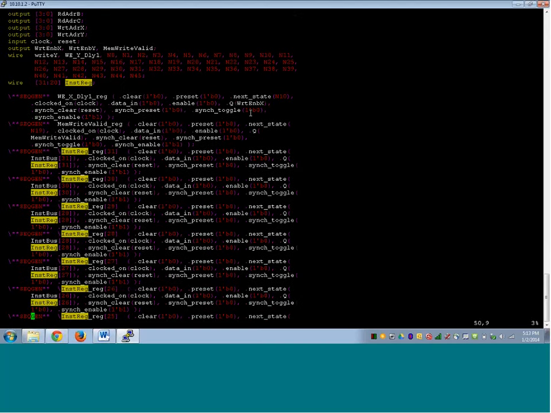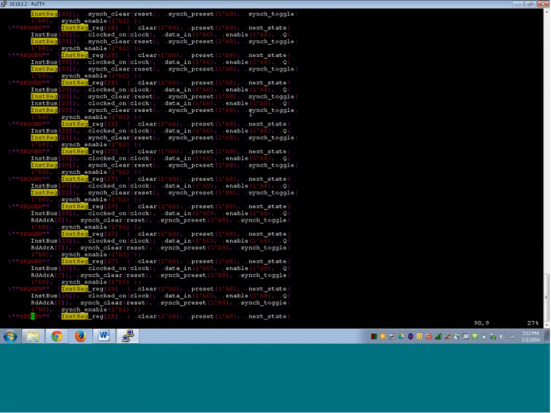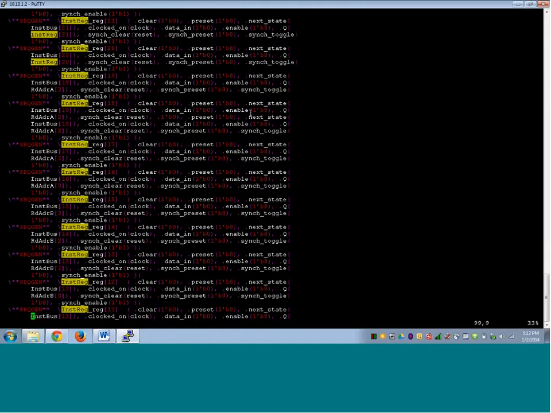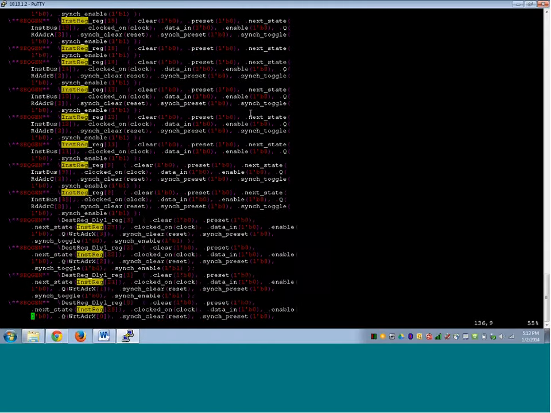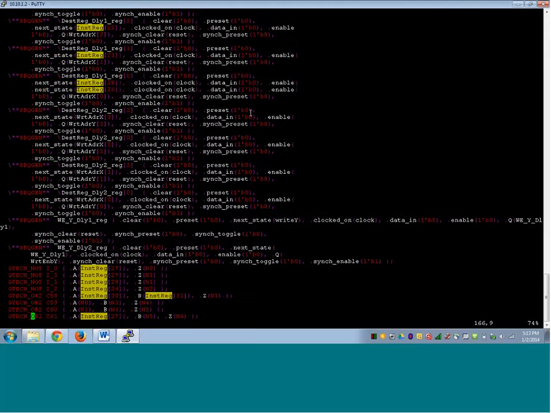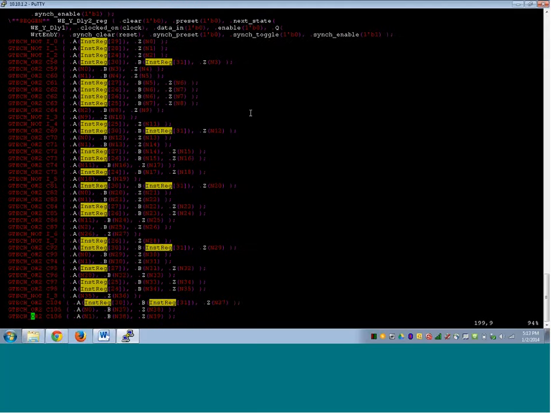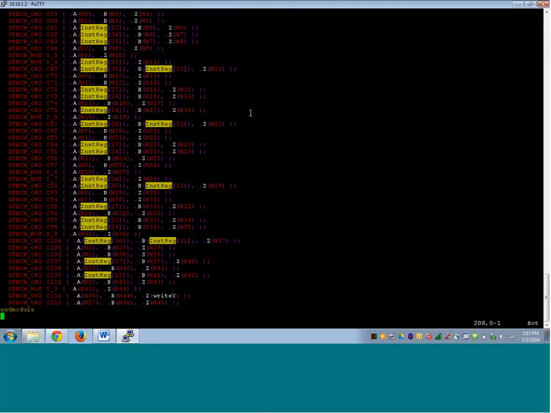There are a lot of flops. At first all the flops are listed, all the tech gens are listed. And then there are some GTECH components, GTECH MUX, GTECH OR, and so on. Right, so this is the GTECH netlist.